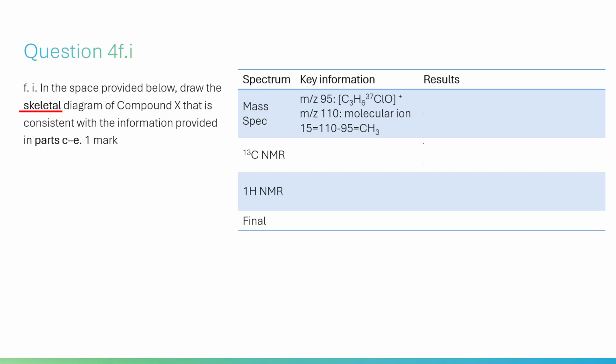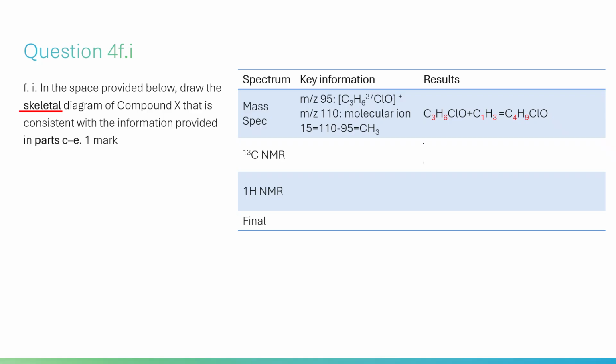Step 1, mass spec, the molecular formula. First, let's look at the mass spec. Part C showed that the fragment at m/z equals 95 is C3H6 37Cl O+, while the molecular ion peak is at m/z equals 110. The exact difference between 110 and 95 is 15, which perfectly fits a CH3 methyl group. This mathematically proves that our total molecular formula is C4H9ClO.